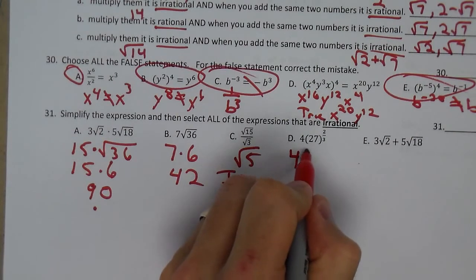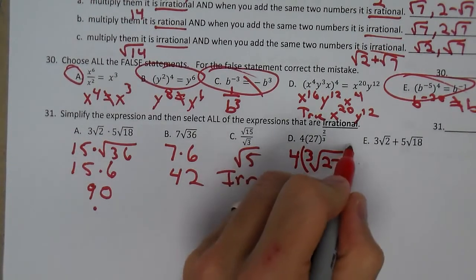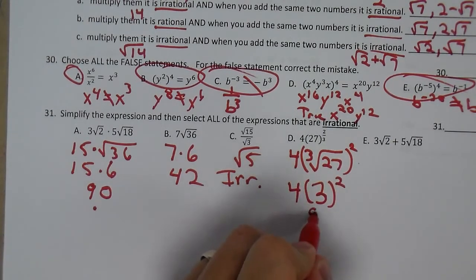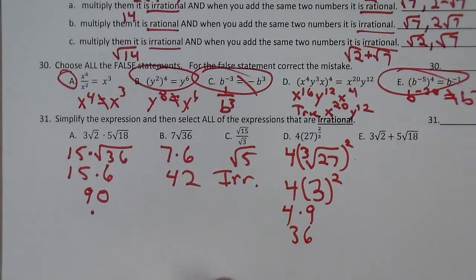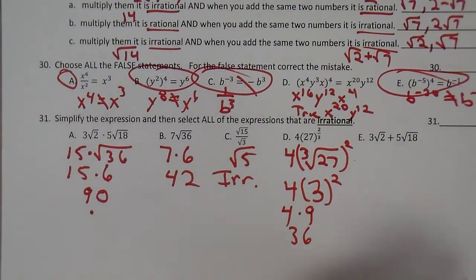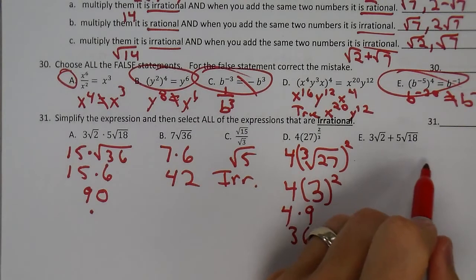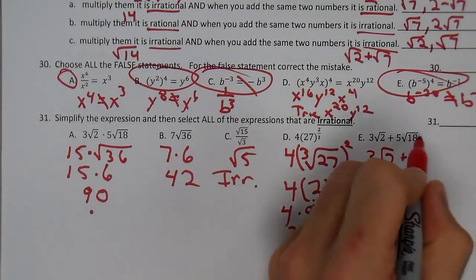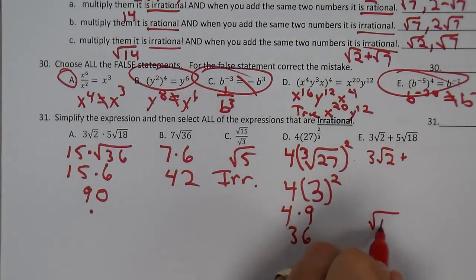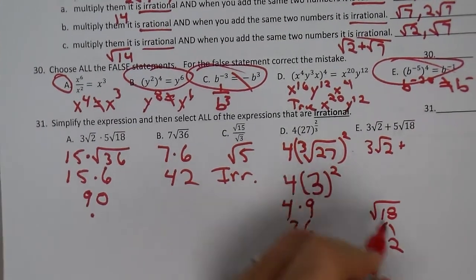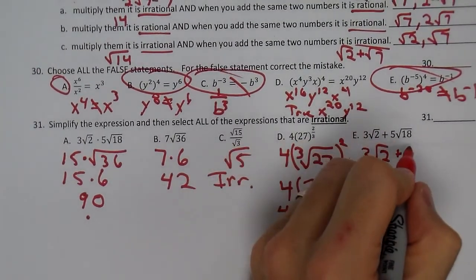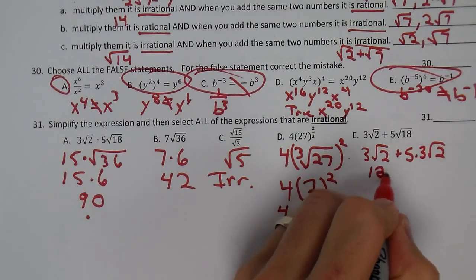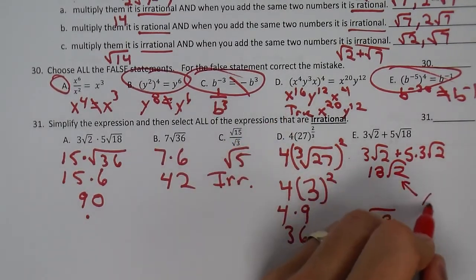4 times, I'm going to write this as the cube root of 27 squared. The cube root of 27 is 3. 3 squared is 9, so I get 36, and that is a rational number, or not irrational. The last one here, I can't really combine these two. I guess I could go like 3 root 2, and make this a, let's see, root 18 is 9 times 2, so that's 3 root 2. So I could go 5 times 3 root 2, make it 15, and 3 is 18 root 2, but that is just going to stay as irrational.